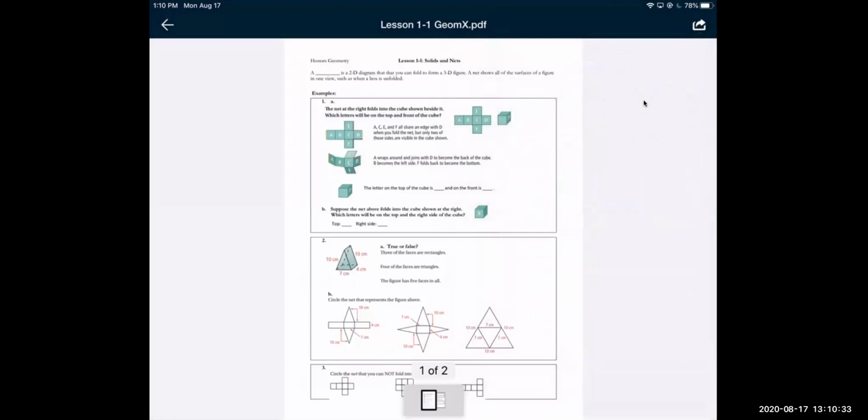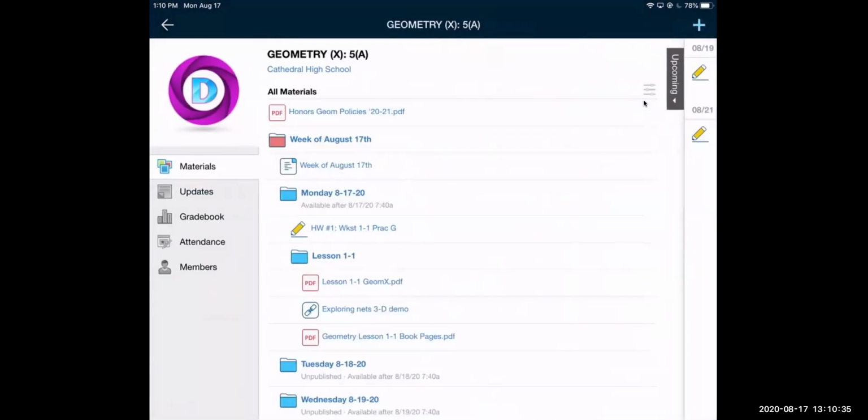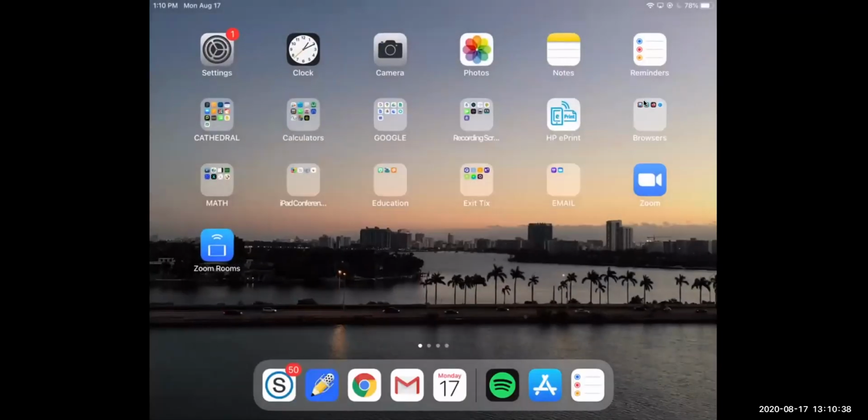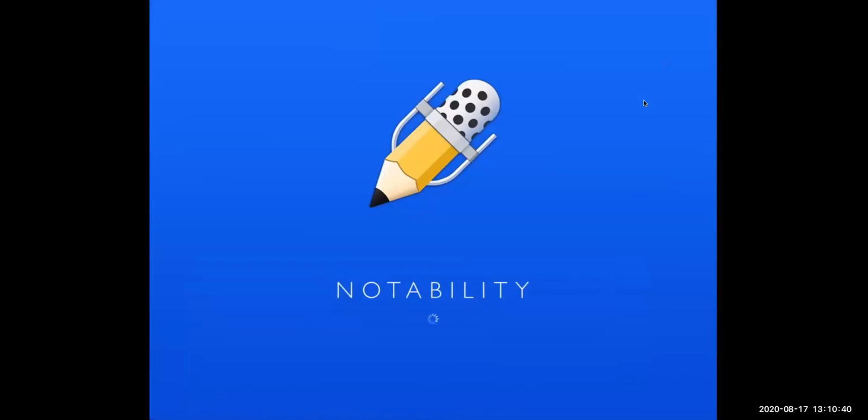So I would suggest that, let me go to Notability. Notability was being super weird and not opening. So let's see if it takes forever this time.